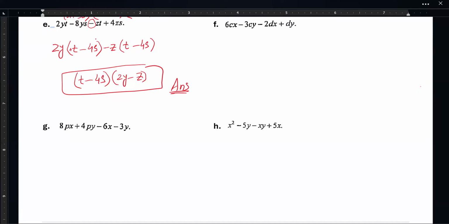Okay, let's take the next question. In the first two terms, I can see 3 as common. So 3 is common. Now that 3 has been taken common, it's going to be 2x minus y.